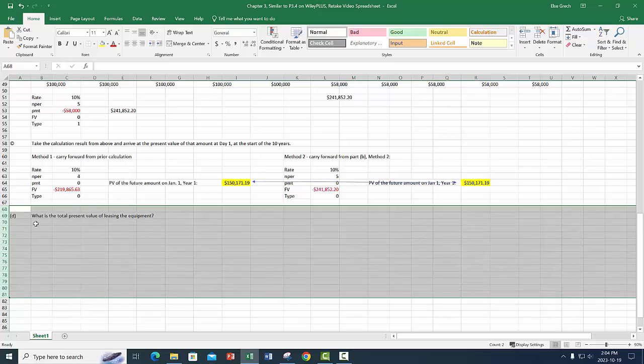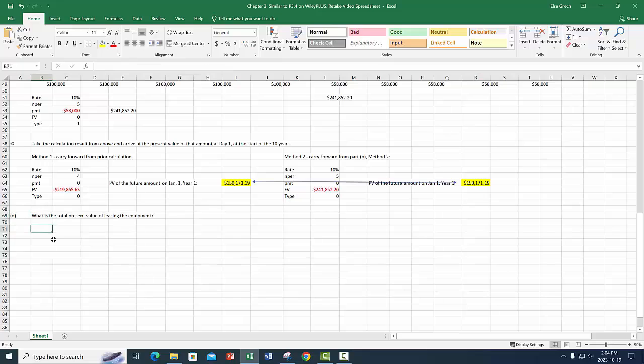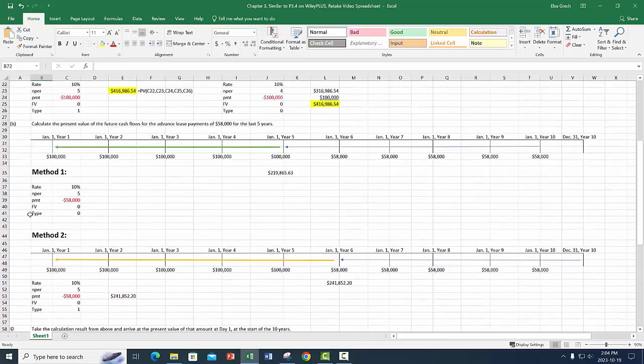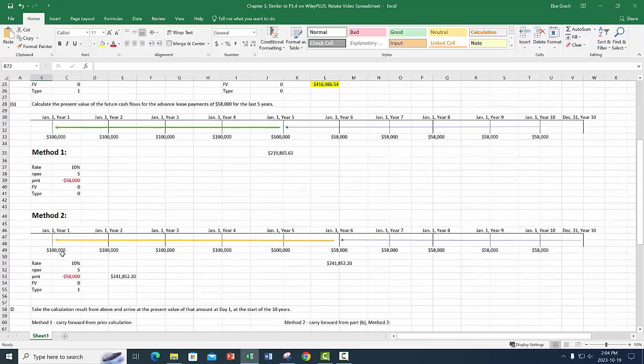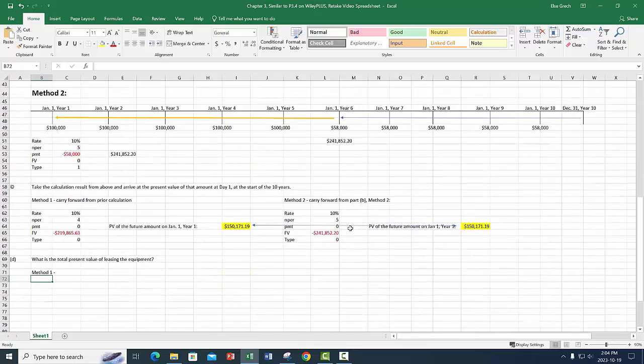I'm just going to delete this. There we go. What is the total present value of leasing the equipment? So we're going to look at method 1. I did letter these parts now. So calculating the present value of the future cash flows for the advanced lease payments of $100,000, that's part A. And then I did part B with method 1 and 2. Part C, I did method 1 and 2, but method 1 and 2 ended up in the same place. So here I'm going to do method 1, part A and C.